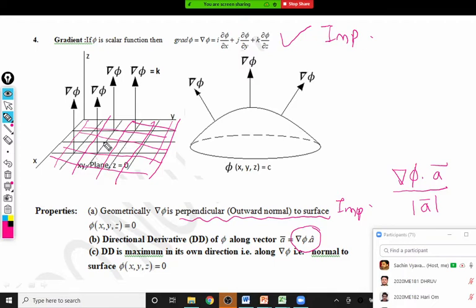Now if you move along that xy plane only, what happens? The rate of change of the temperature will be there, but the maximum change in temperature is possible only when we move from that surface along the normal direction.